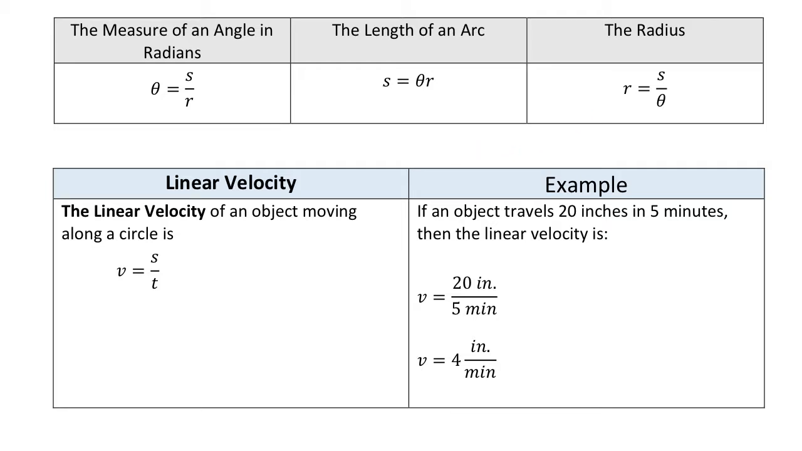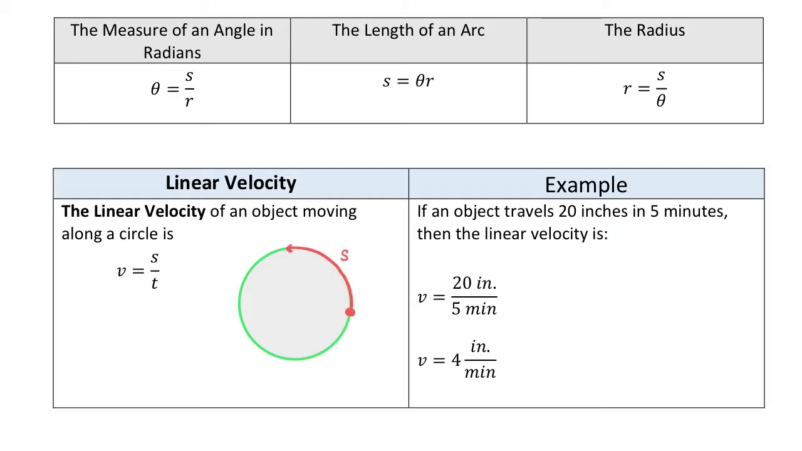Now, let's talk about linear velocity. The linear velocity of an object moving along a circle is v equals s divided by t. So here we have a circle, and on this circle we have an object, and this object is moving along the circle.